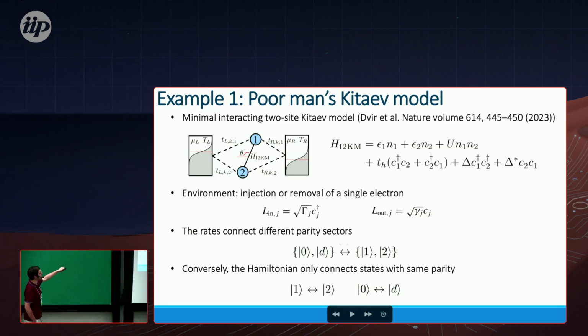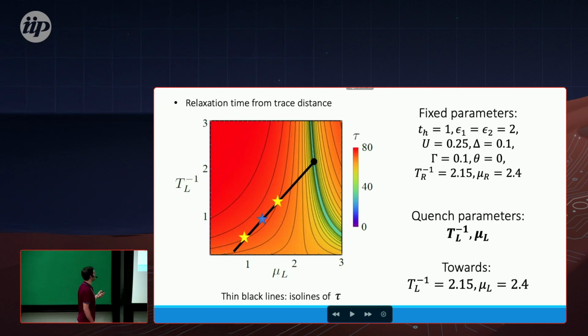So we have a competition between the Lindblad equation, between this Hamiltonian and these jump operators. The environment will try to change by one the number of electrons in the system, while the Hamiltonian will try to keep the parity of the number of electrons the same. So this will trigger transitions between different states, and the competition between these two effects can give rise to the Mpemba effect, the quantum Mpemba effect.